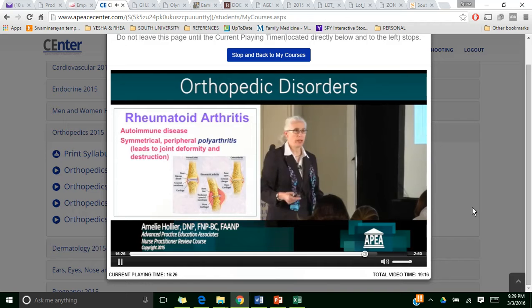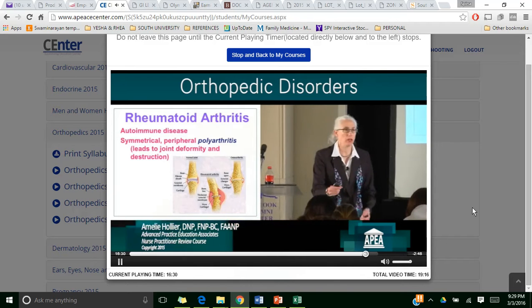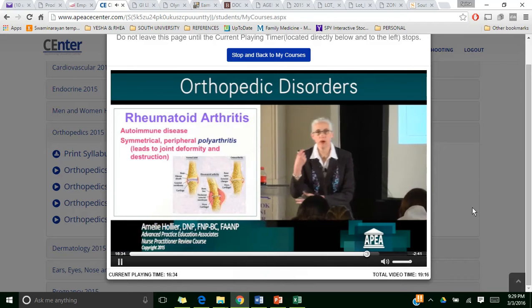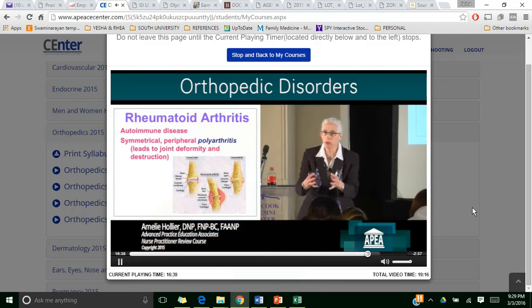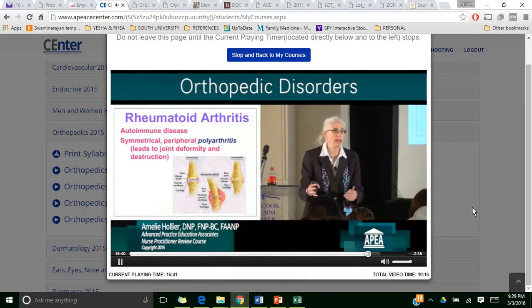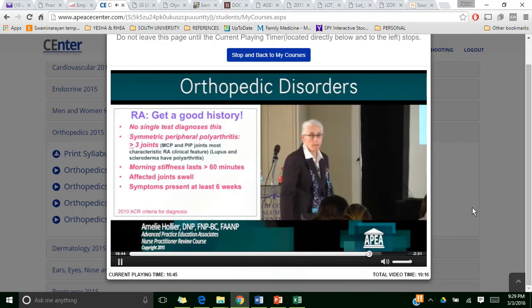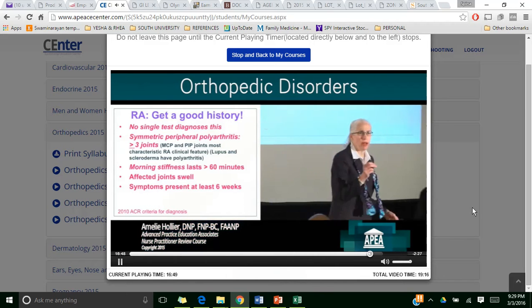Now, one of the most important things for you to do if rheumatoid arthritis is in your differential with a patient is always to get an excellent history. I want to know, does anybody in your family have any autoimmune disorders? And I'm going to ask them, lupus, scleroderma, rheumatoid arthritis, anybody in your family have anything like that? Make sure you get a good history. This is what you will look for.